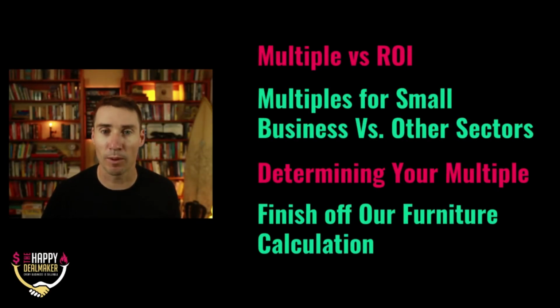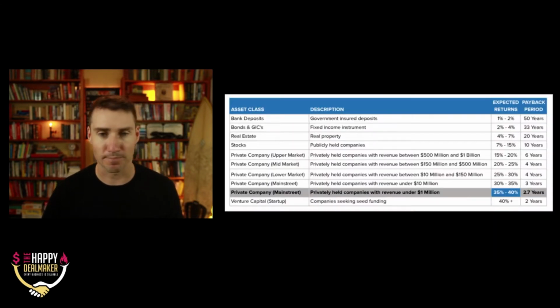All right, so next up, what we're digging into here is multiple for small business versus other sectors, right? So we want to know, where do we fit into this landscape when we're selling small businesses, and what can we expect? So this little chart here can be pretty helpful. Basically, when we think of ourselves as an investor, or we think of our buyers as investors, they have multiple places that they can put their cash, right? They can put their cash into a bank deposit, and in a bank, you're going to get a 1 or 2% return, which is a 50-year payback. And that's just how long it's going to take to get the money.